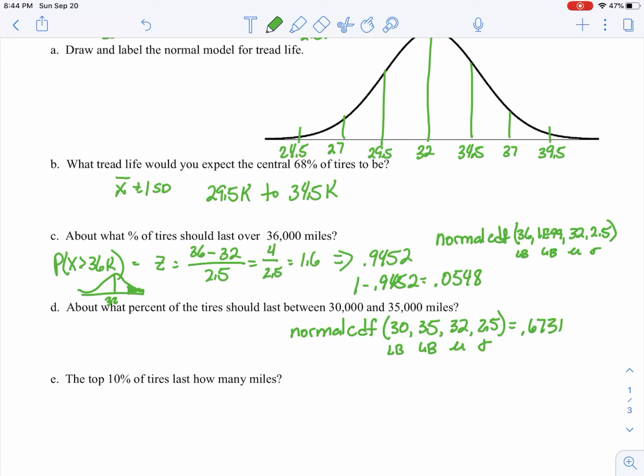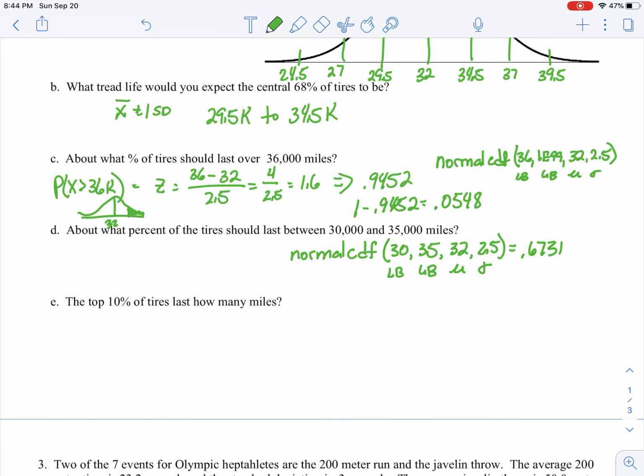Okay. Working backwards, the top 10% of cars last how many miles? Again, if this were truly a multiple choice problem, I'm going to inverse norm it. We're talking about the top 10%. It may have to be the bottom 90, depending on your calculator. All right, so do know your calculator and how that works with your calculator. And we're going to use a mean of 32 and a standard deviation of 2.5. And that's going to give us some value.